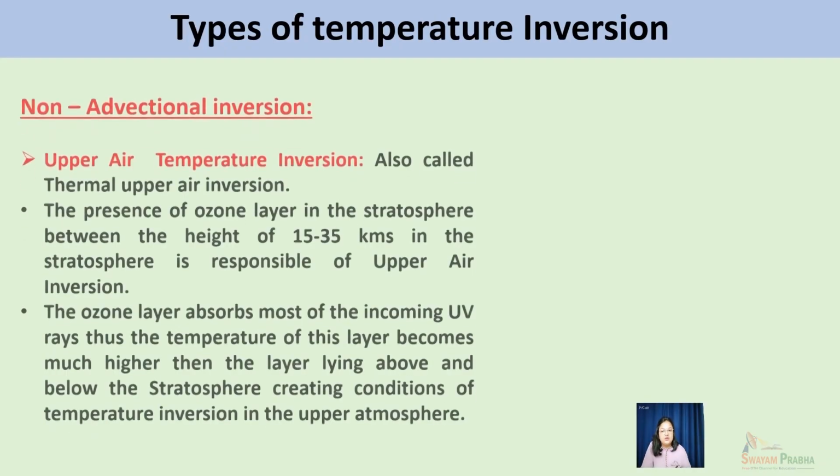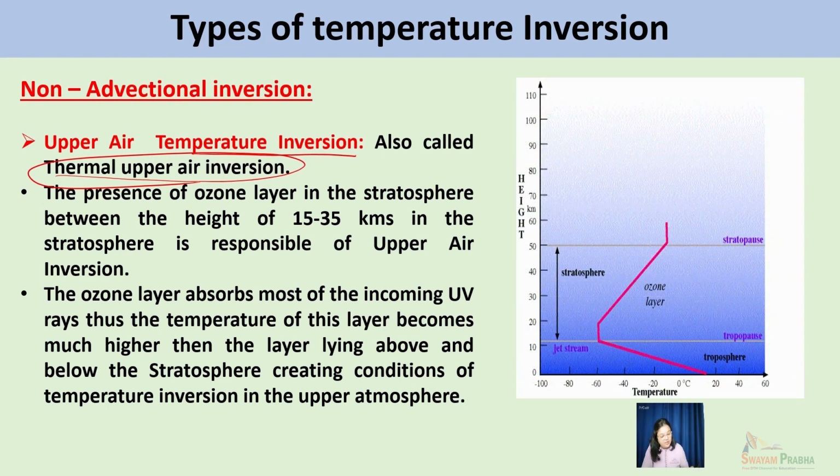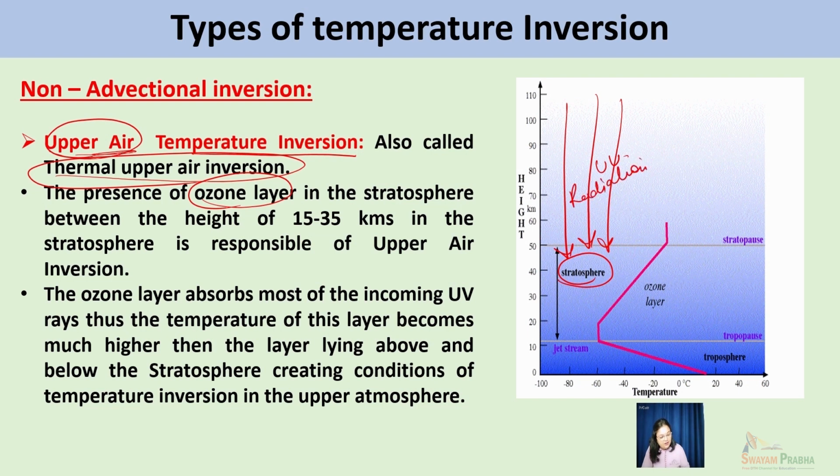The second type of temperature inversion in the non-advection category is upper air temperature inversion, which is also called thermal upper air inversion, because it happens mainly due to the presence of incoming solar radiation, and this is mainly because of the presence of the ozone layer. As it is clearly showing, the upper air inversion means beyond the troposphere. So in the stratosphere, because of the presence of the ozone layer, the ozone is able to trap the UV radiation, increasing the temperature of this particular layer.